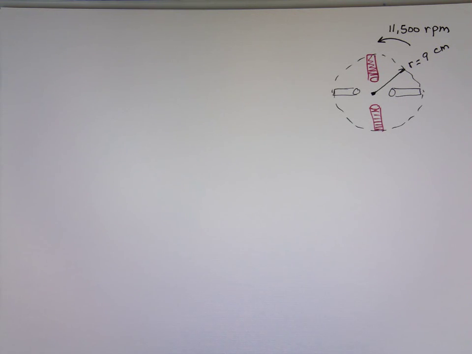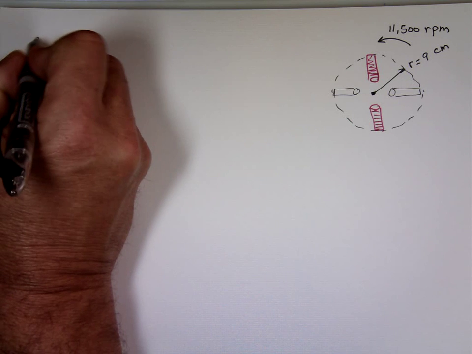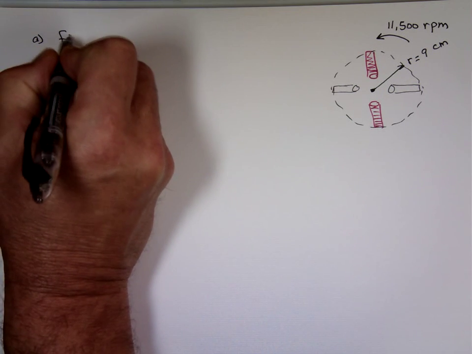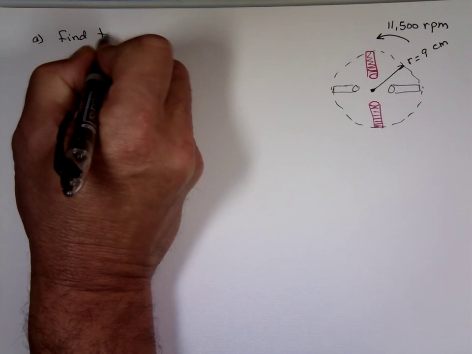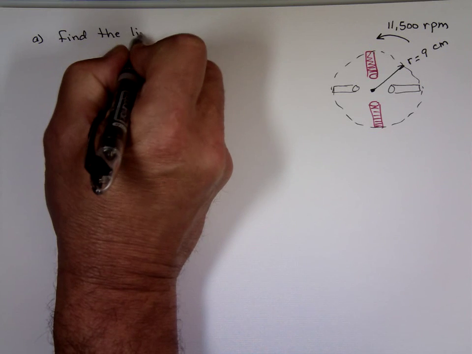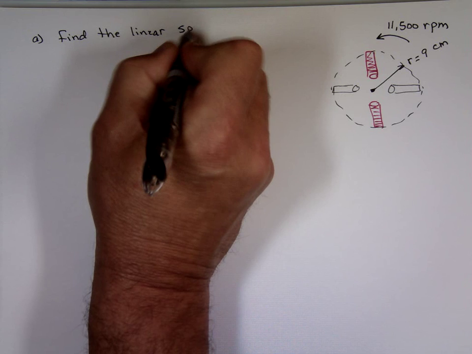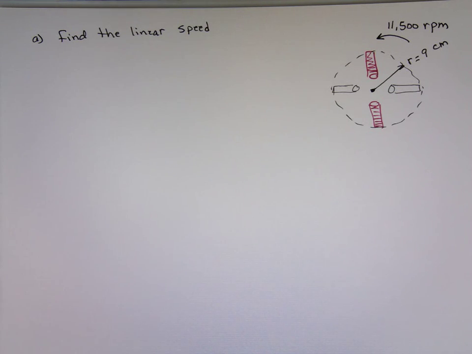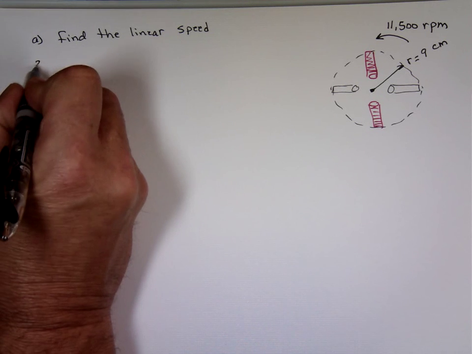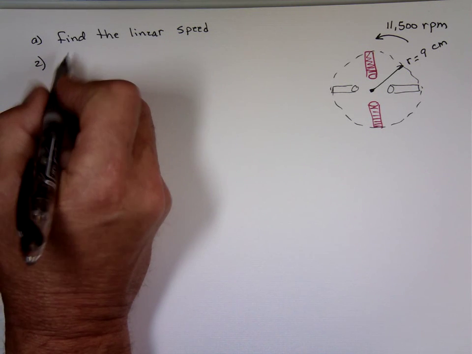In the question, here we go: one, find the linear speed. Two, find the centrifugal acceleration.